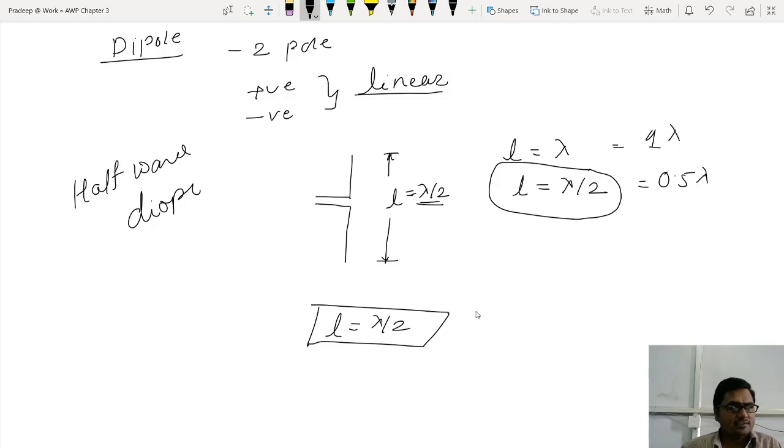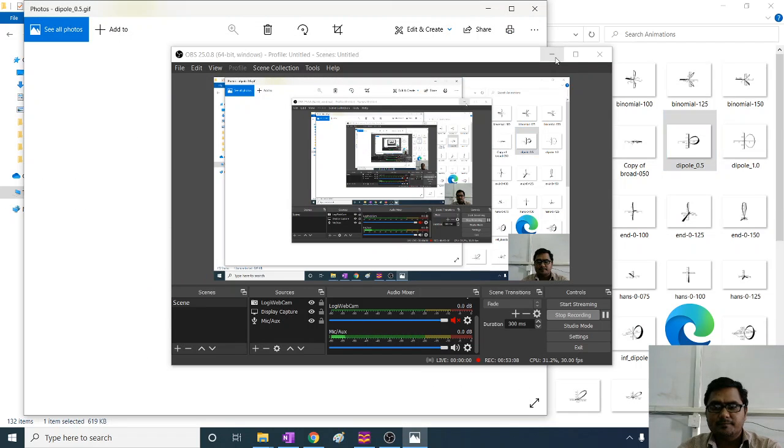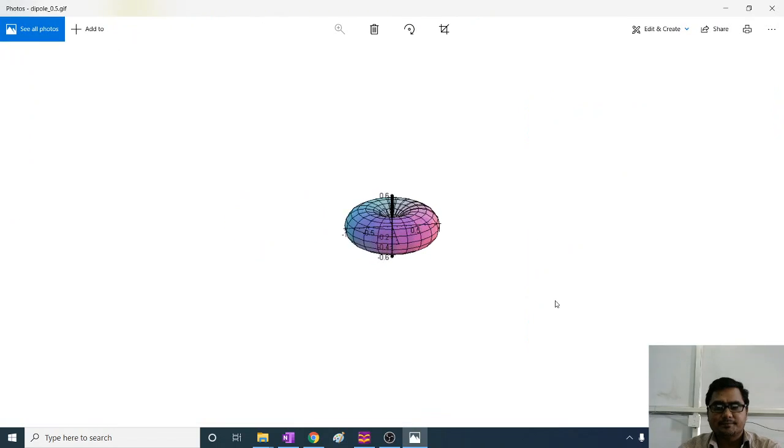Now come to its radiation pattern. We know how the waves get detached. Now the radiation pattern, let me show if it is possible. Yes. Look at this. This is the radiation pattern of a dipole of lambda by 2. Look at this. Doesn't it look like a donut shape? Yes, it is a donut shape.